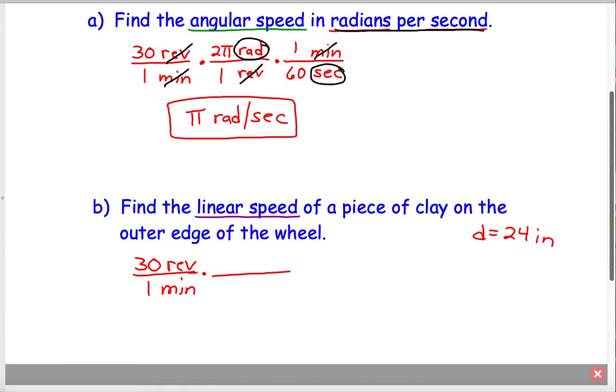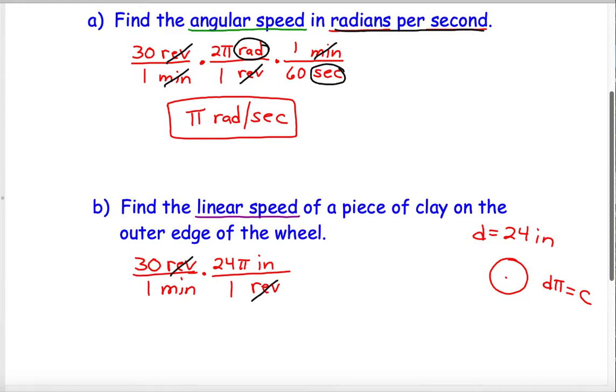So I need to get rid of revolution, so I'll put that in the bottom. And I want to convert it to inches. Now, what's the conversion factor? One revolution, or one time around this circle, well, that's the circumference. And circumference is diameter times pi. And the diameter is 24. So there's 24 pi inches in one revolution for this particular wheel. And so now I've gotten rid of the units revolutions.